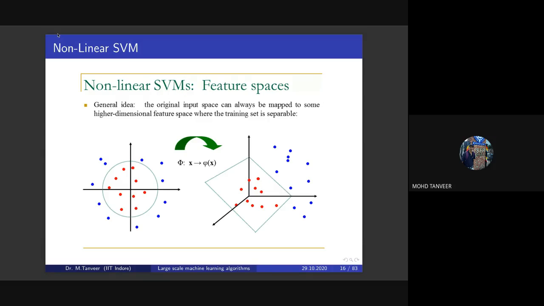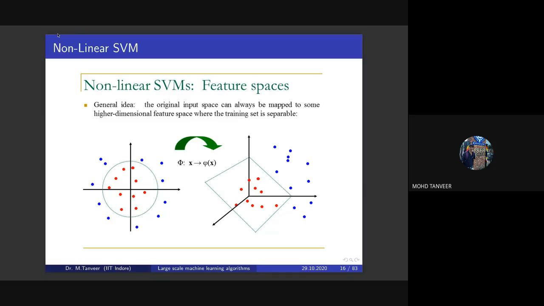But this is highly complex data. You can see even more complex data after that. But we map this data into some high dimensional space where the data are linearly separable. So you can see we are mapping with some function phi, where in some dimension this data comes out to be linearly separable.